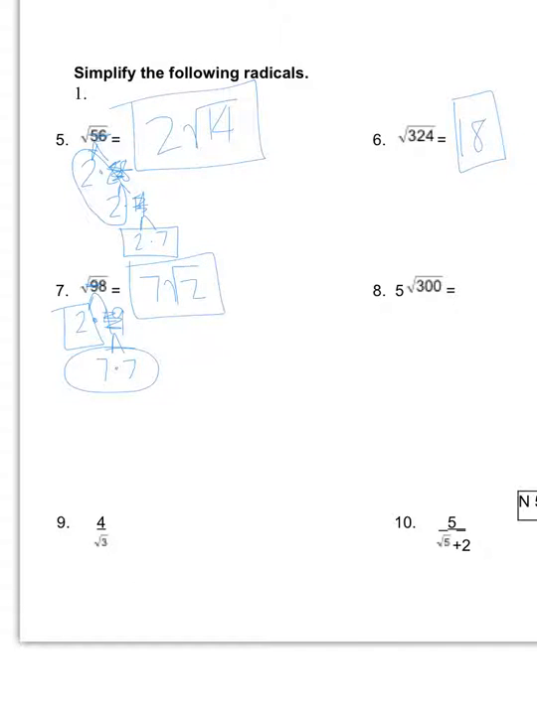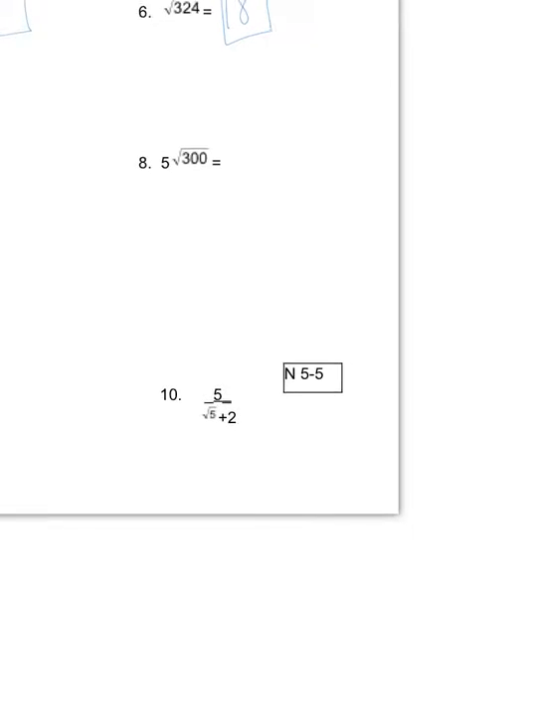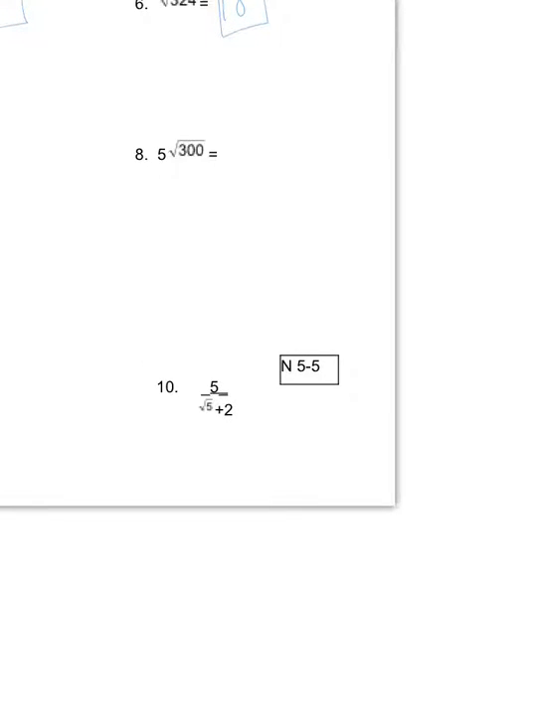Okay, so number 8, we have 5 square root of 300. So for now, we're just going to ignore the 5 and just look at the 300. So if you looked at the square root of 300, that's not a perfect square. So we're going to use the factor tree to simplify it. So I'll start with 2 times 150, and then 2 times 75. 2 will not go into 75, but 3 will. 3 times 25, and 5 times 5.